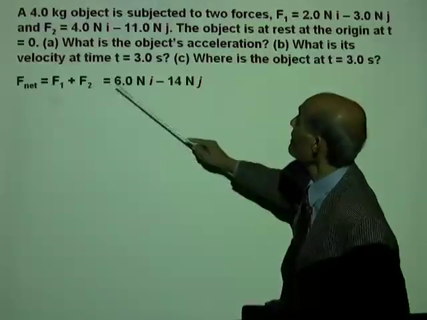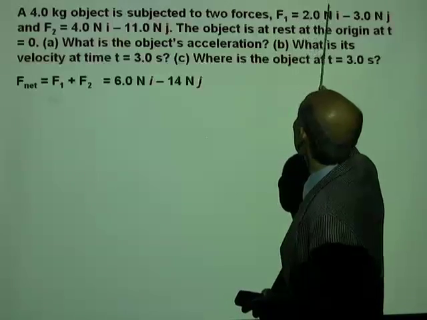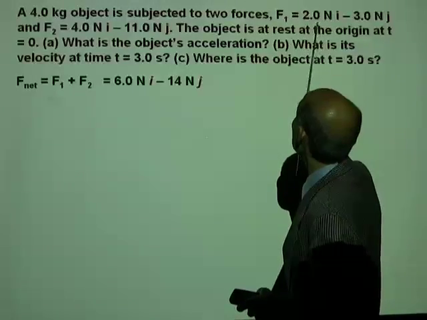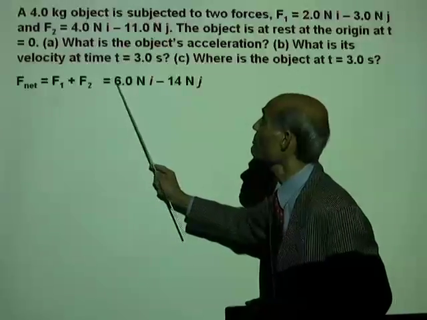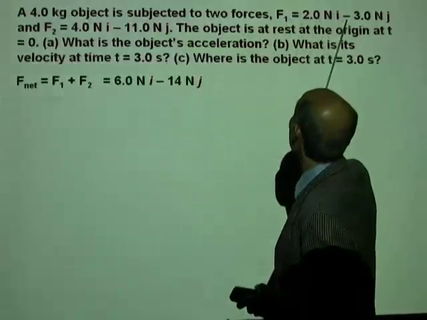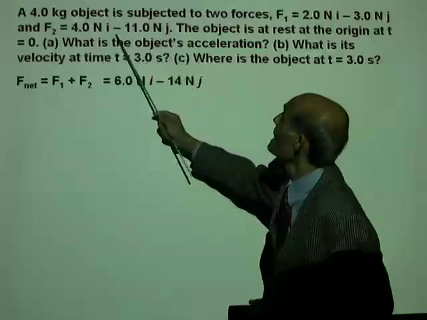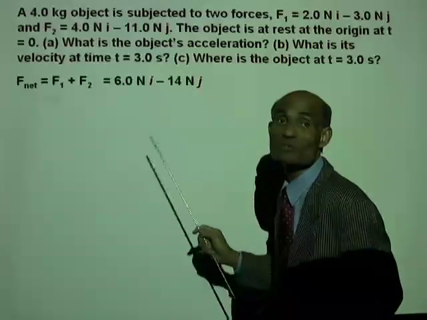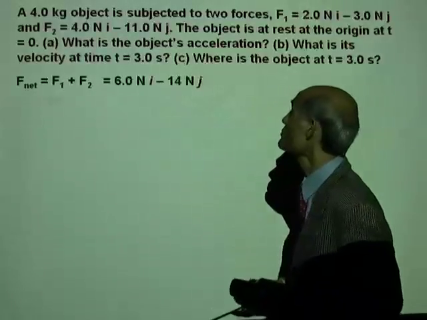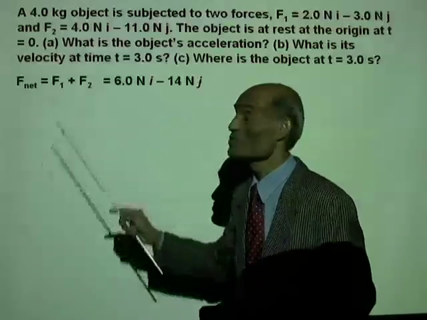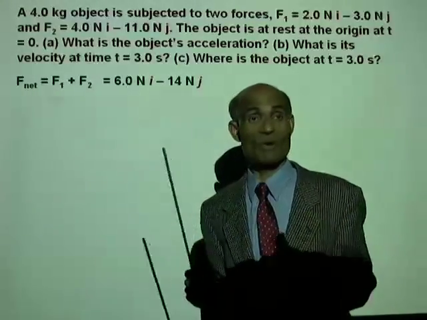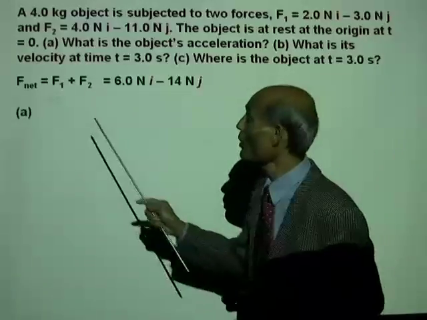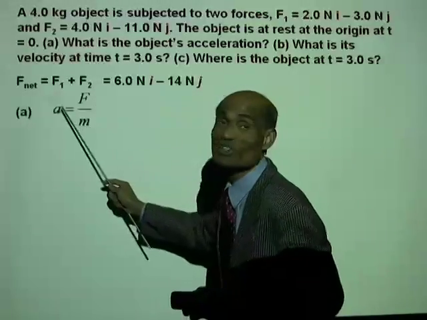That will be F1 plus F2. The X components will be 2 Newton i plus 4 Newton i. That will be 6 Newton i minus 3 Newton j minus 11 Newton j, which is minus 14 Newton j. So that is the net force. Add the X components, add the Y components. Therefore, what is the acceleration?